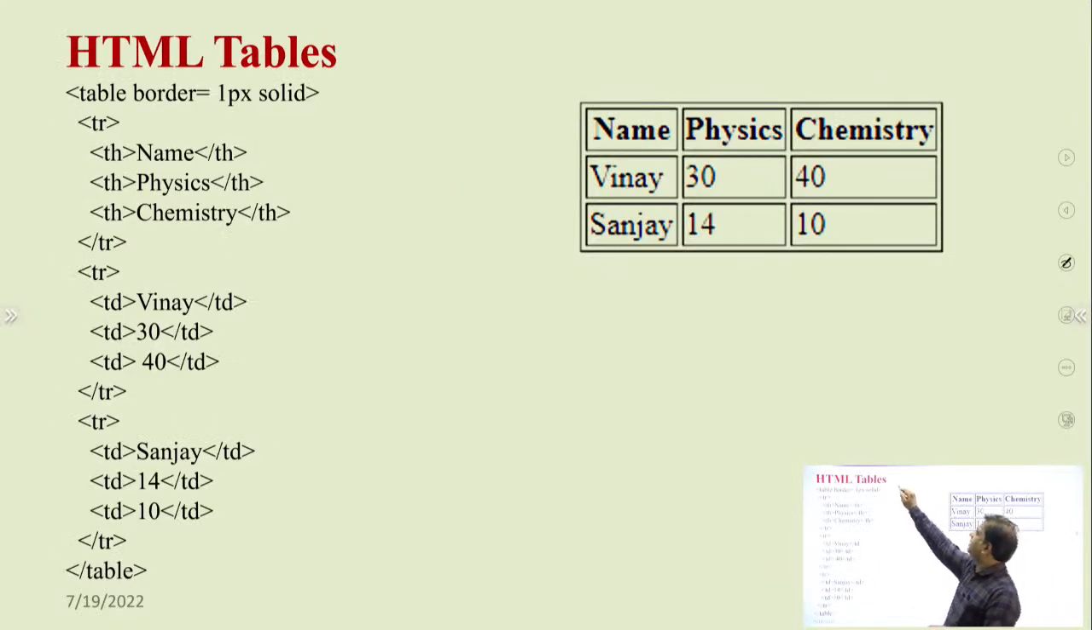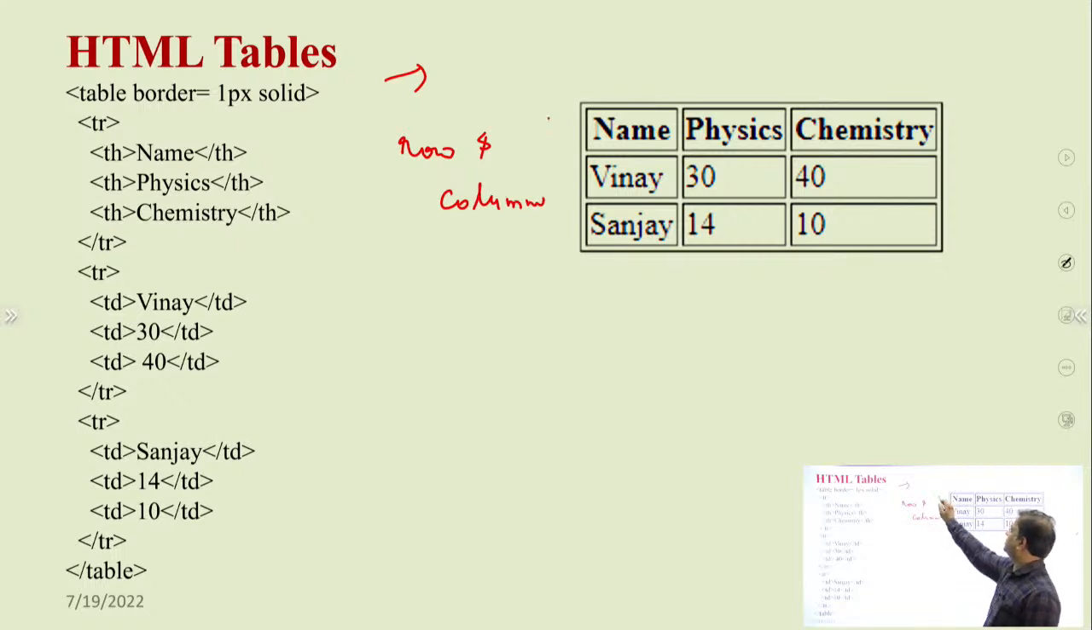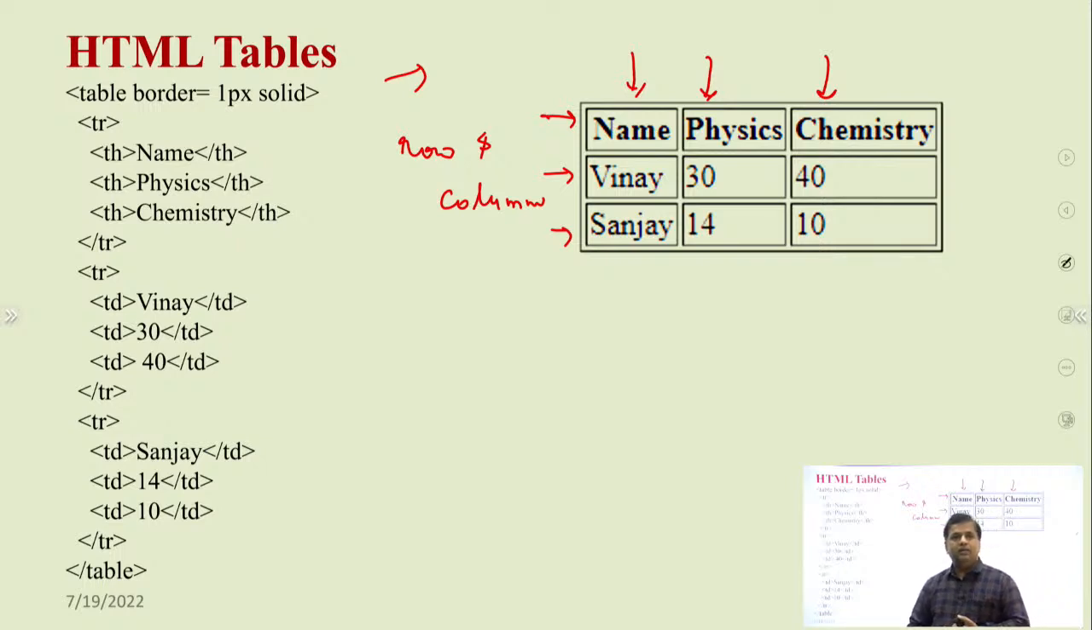So, basically what is a table? It is the arrangement of rows and columns. Each table has rows and columns. So, this is row, row, row, this is column 1, column 2, column 3. This should be known, that a table is a combination of rows and columns. Out of this, what is important is that the first row or first column may be treated as the heading.